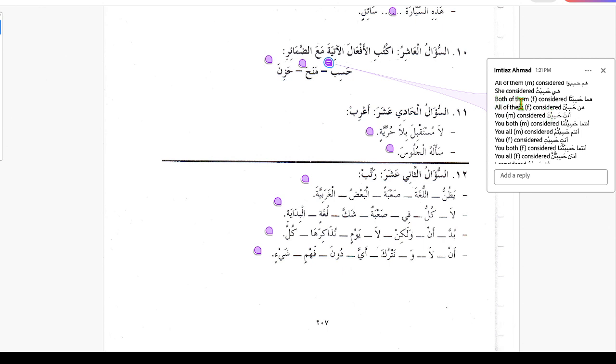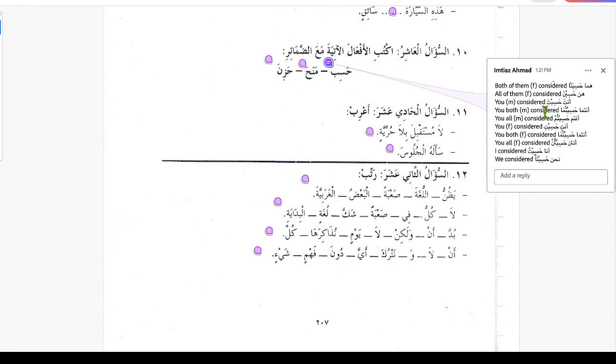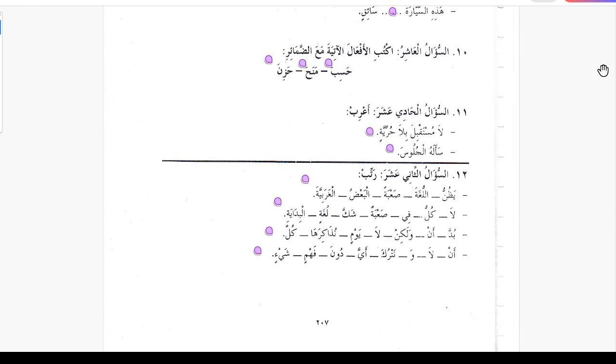Hiya hasibat, she considered. Huma hasibata, both of them feminine considered. Hunna hasibna, all of the feminine considered. Anta hasibta, you masculine considered. Antuma hasibtuma, you both masculine considered. Antum hasibtum, you all masculine considered. Anti hasibti, you feminine considered. Antuma hasibtuma, you both feminine considered. Antunna hasibtunna, you all feminine considered. Ana hasibtu, I considered. Nahnu hasibna, we considered. So hasiba, to consider, is the past tense.